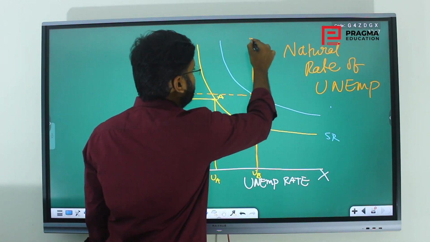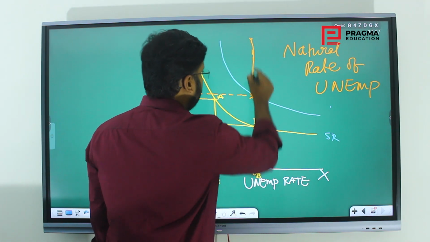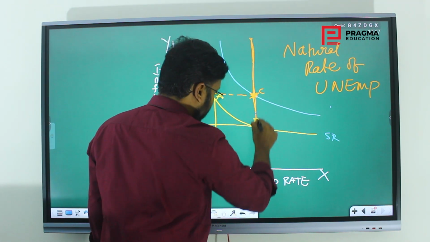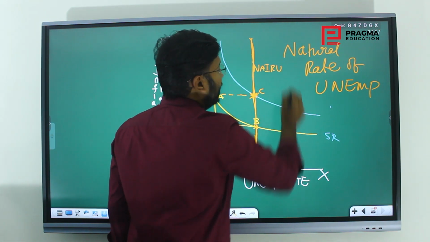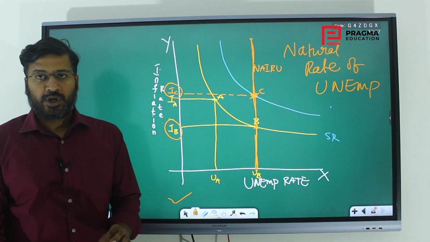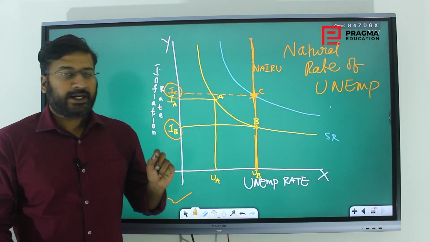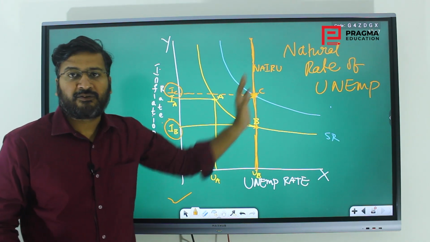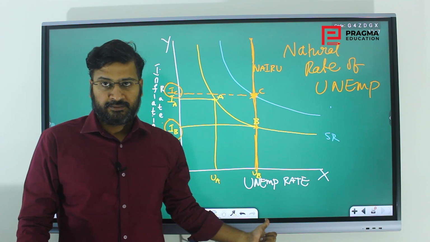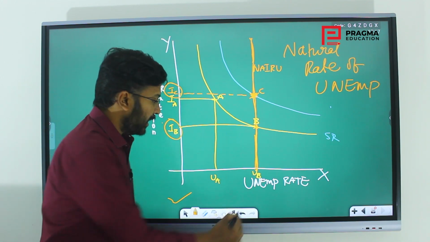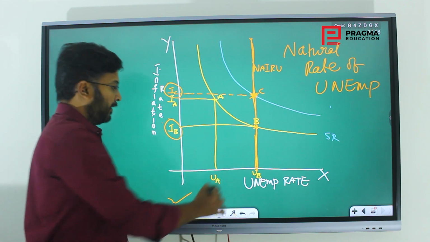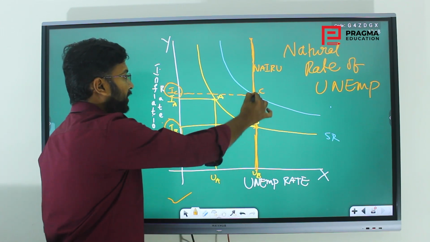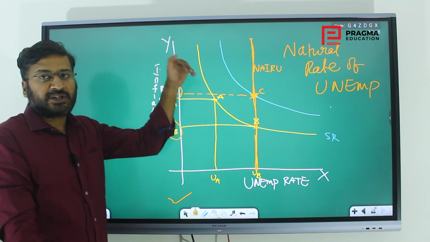This point, this rate, or this curve, as we are seeing here, this constant curve is called NAIRU, non-accelerating inflation rate of unemployment. So what happens is the unemployment will not change, but inflation, which should have been IB when unemployment is UB, will be IC, meaning the inflation will increase.